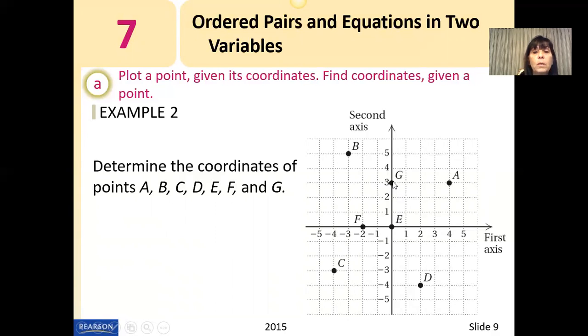And then the last one is a point G on the y-axis. This one will have an x-coordinate of 0 because I did not move to the left or to the right, but the y-coordinate of this will be 3. So the point for this is (0, 3).